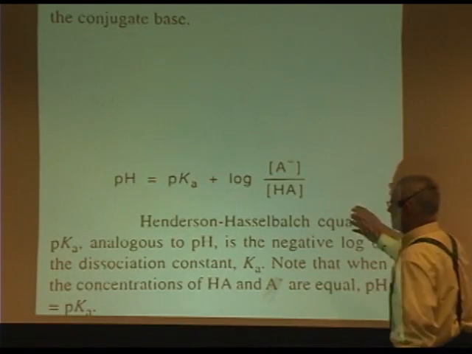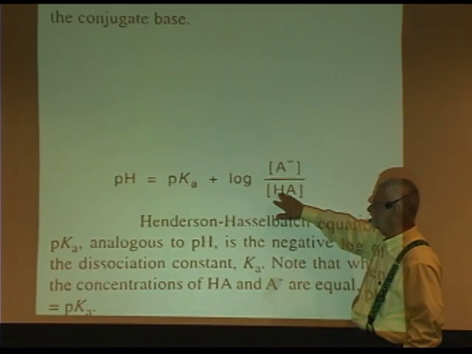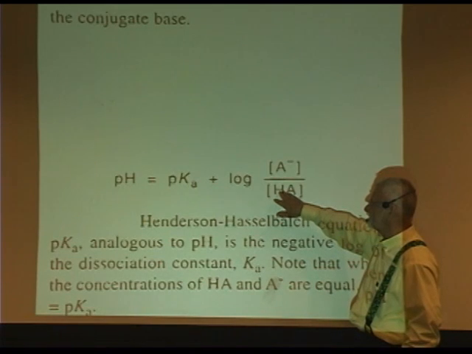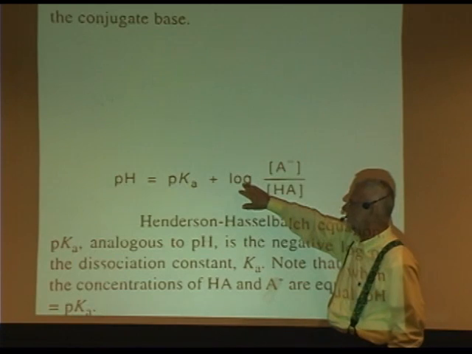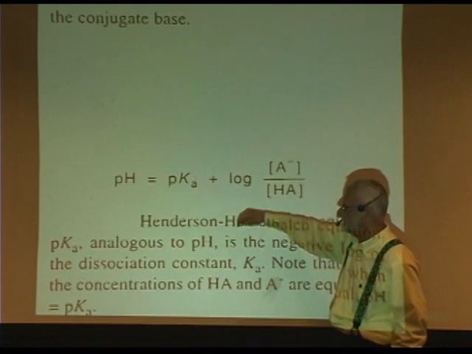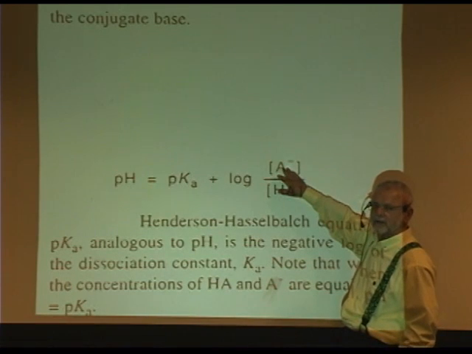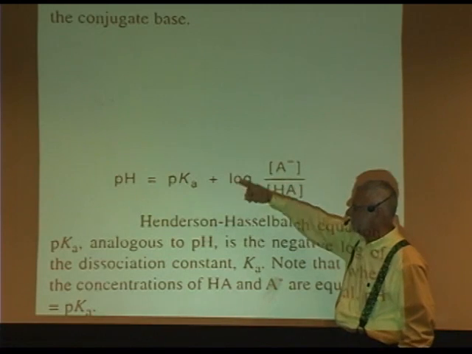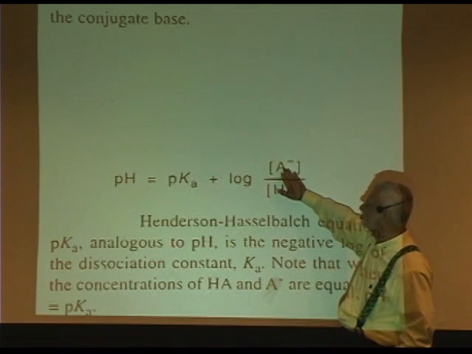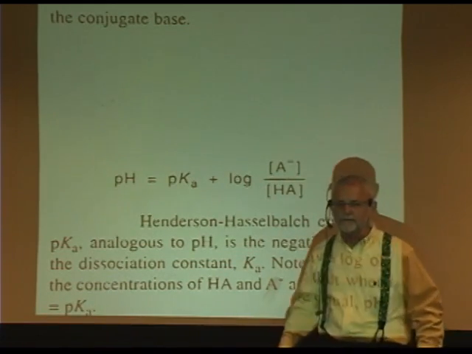You can also say this about this equation. This is really important. If you increase the denominator here, you will bring the pH down because you will make this number smaller. The pH will have to decrease. If you make the numerator smaller, you will make this smaller, and the pH will have to increase. If you increase the numerator or decrease the denominator, the pH has to go up.